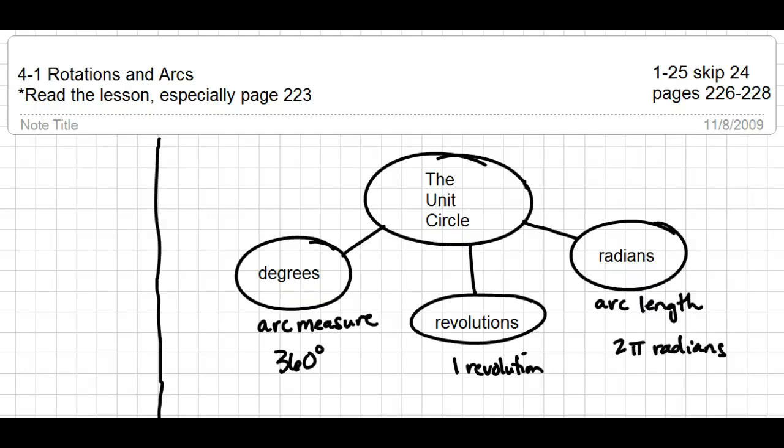This lesson is for FST, Lesson 4.1 on rotations and arcs. Students should always read the lesson, but especially in this lesson they should read page 223.